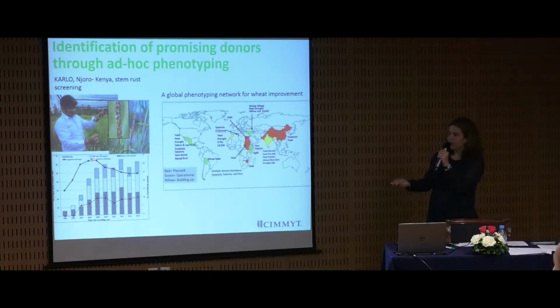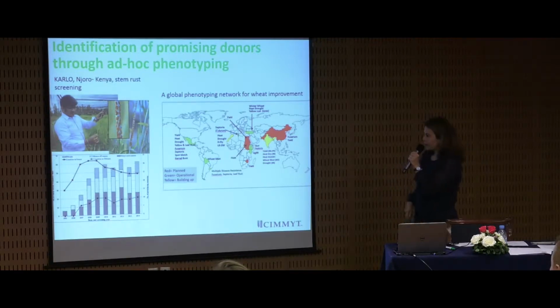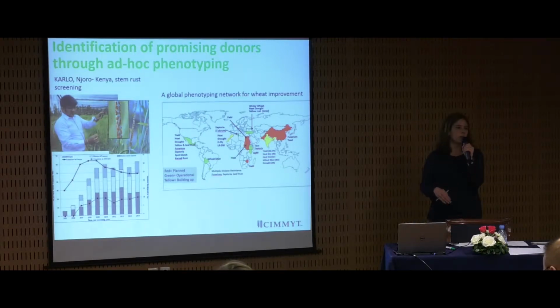And for CIMMYT, I think that was a very successful concept. I'm not sure of the final numbers; Sridhar Bhavani from CIMMYT is leading this. But they have screened thousands of lines for stem rust. And it's probably also the first global screening platform for such a trait.